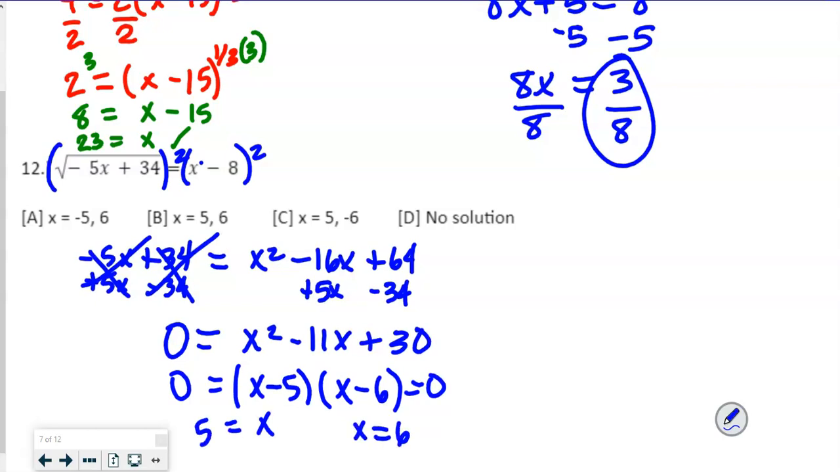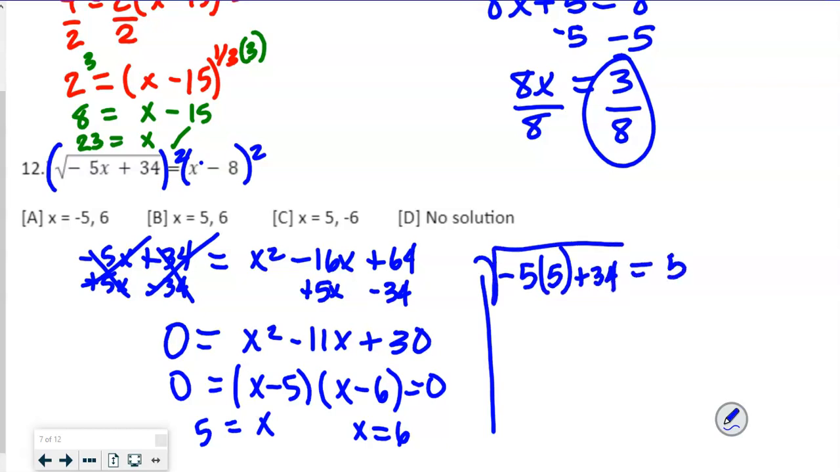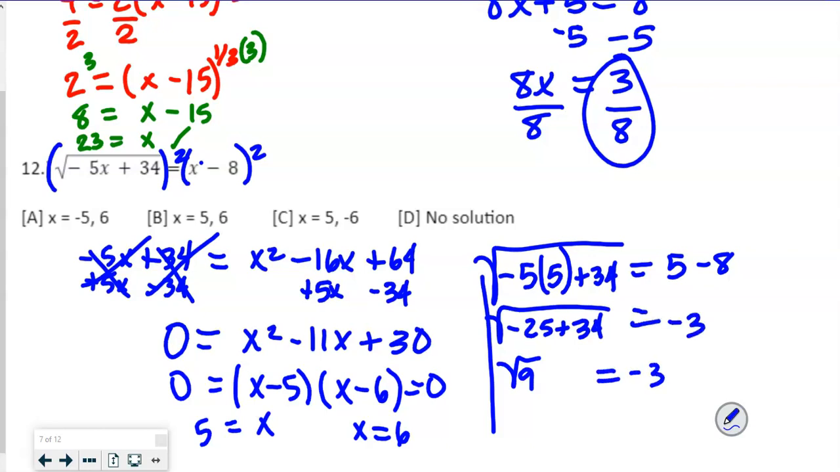So now we got to plug those back in there. So if we do negative 5 times 5 plus 34, right, and set that equal to 5 minus 8, this is going to be negative 25 plus 34. That's going to be 9, right, y'all? So that's square root of 9. And this is a negative 3, right? So 3 does not equal negative 3, right? Okay, let's do the other one.